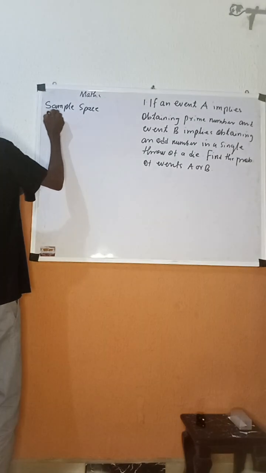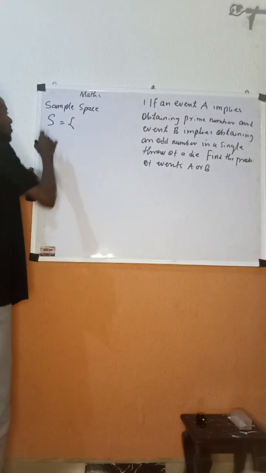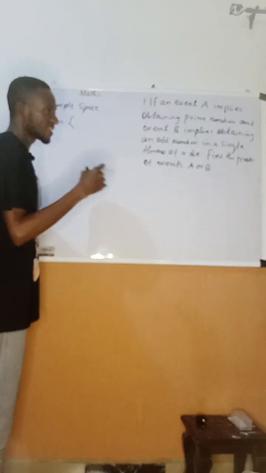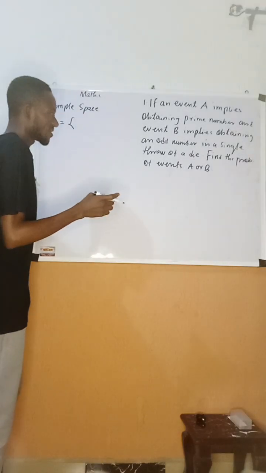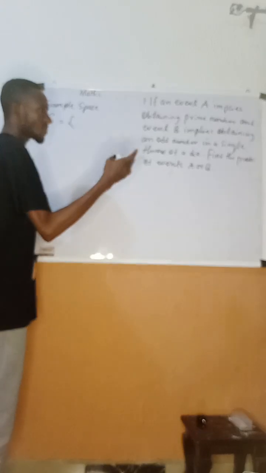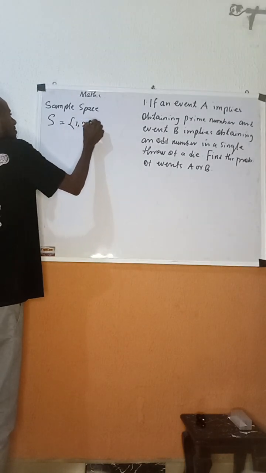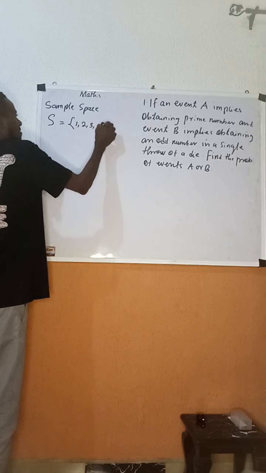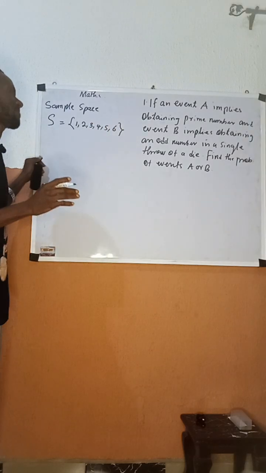So I can write S equals. I earlier defined this S, which is the sample space, as a set that contains all the possible outcomes of a trial. And in our own context here, we are discussing a die that ranges from 1 to 6 inclusive. So I have 1, 2, 3, 4, 5, and 6. This is the sample space here.